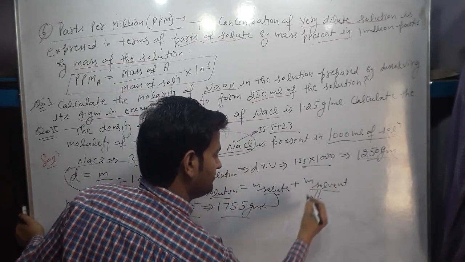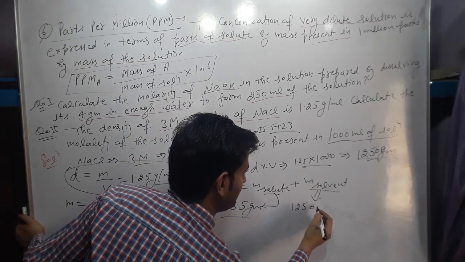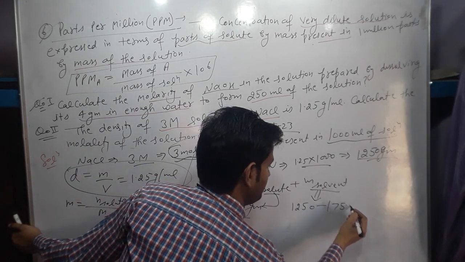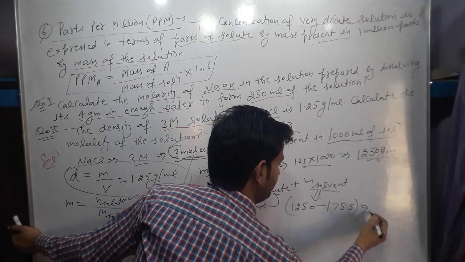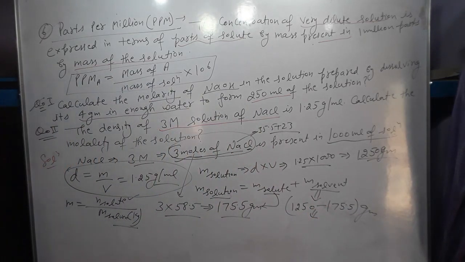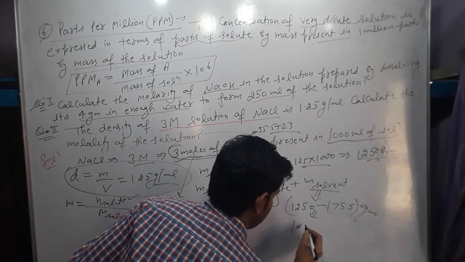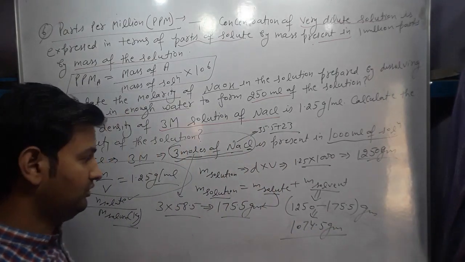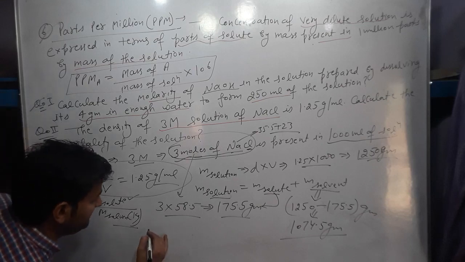So the mass of solvent is equal to 1250 minus 175.5 gram. This is the mass of solvent. We can calculate the mass of solvent and it comes out to be 1074.5 gram. This is the mass of solvent. So we can calculate easily.